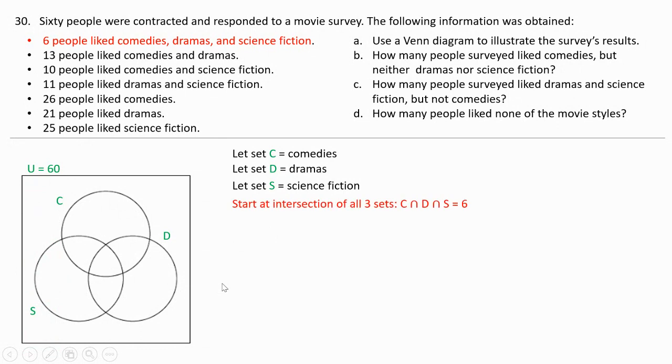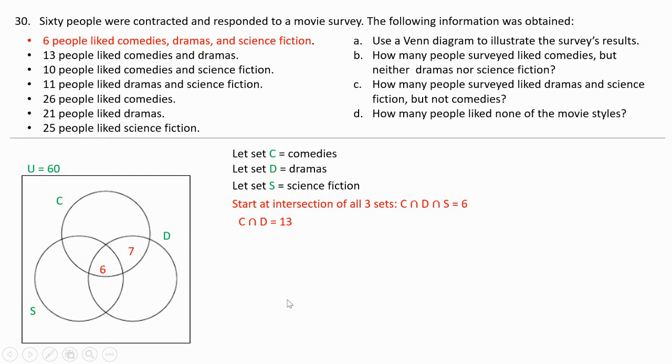Now, I guess the key thing when you do this type of problem is that you always start where all three intersect. That's why that's in red here. 6 people like comedies, dramas, and science fiction. So we're going to start right here at the middle. There's my 6. Then we go with the intersection between 2 of them. Let's start with C intersects D. So it's going to be this section here. This is a total of 13. We already got 6, so this has to be 7.